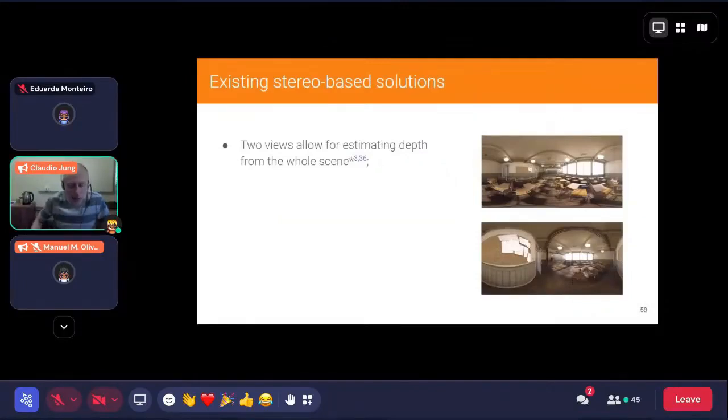So, what do you need to estimate depth information? For those of you who are familiar with the basics of computer vision, you know that if you have a stereo capture with a calibrated camera, you can have the disparity and the depth of each point that overlaps into the field of view of the two captures as the human eyes, right?